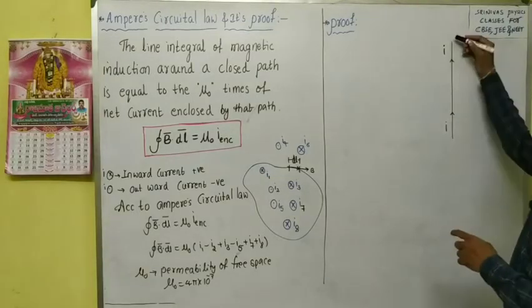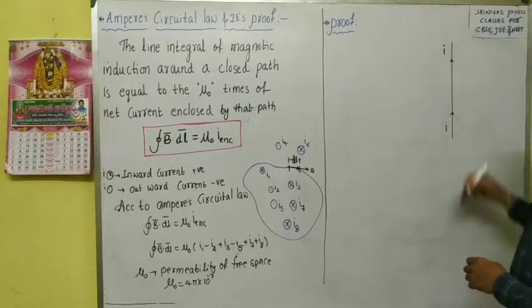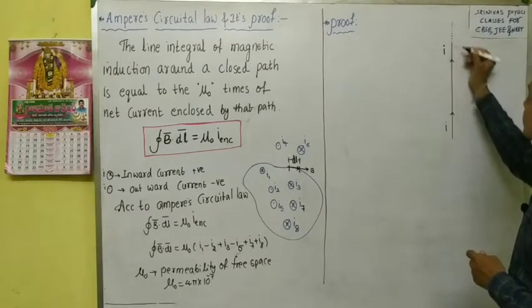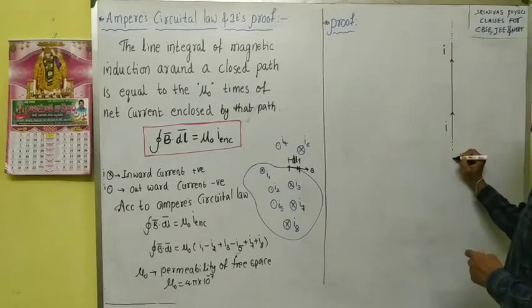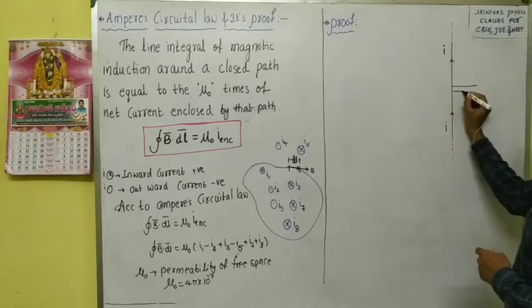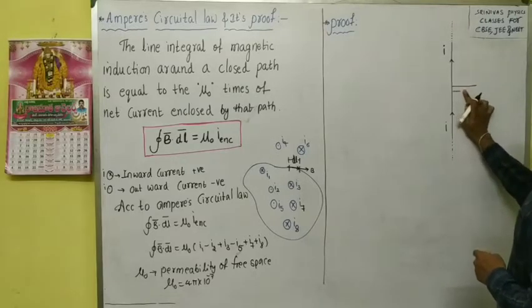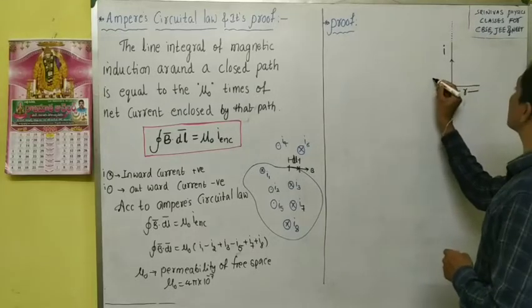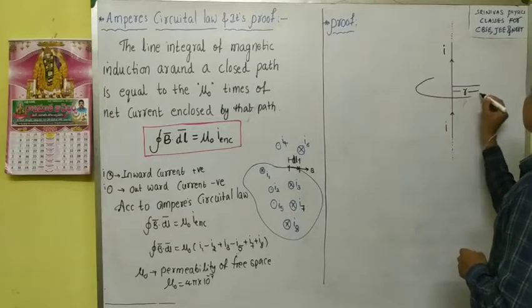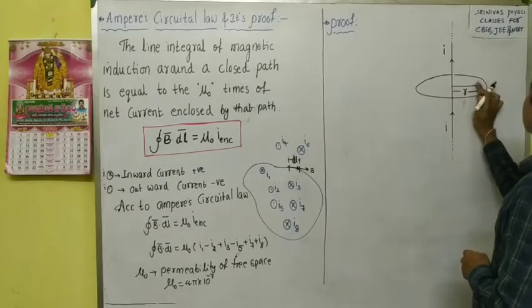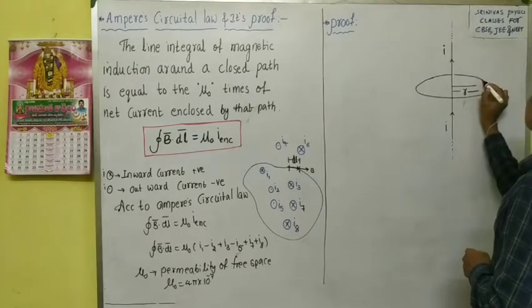This is a current carrying wire, a straight infinite current carrying wire. And from this, at a distance small r, by taking small r as the radius, I am taking one closed path.